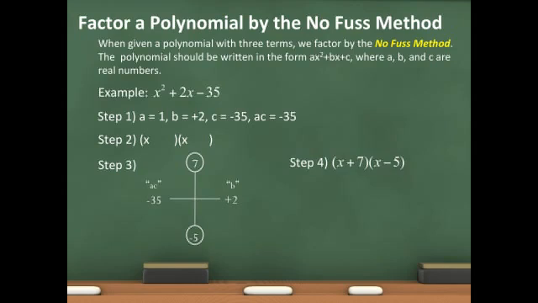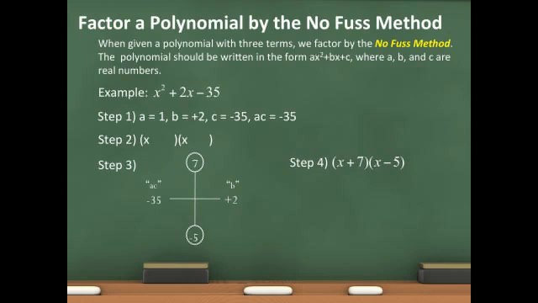For the last step, step 4, we basically take what we had in step 2 and fill in the two numbers we got from step 3. This gives us the final answer, which is the binomial x plus 7 times the binomial x minus 5. If you would like to check this answer, you simply multiply the two binomials together, which should give you the original problem.